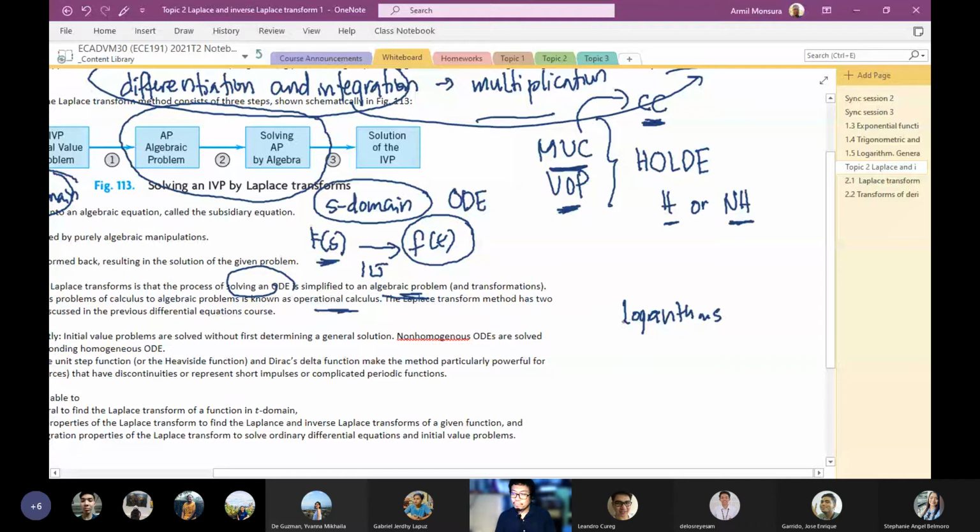Kung maalala nyo, ang idea behind logarithms is that it reduces multiplication to addition, and division to subtraction. That was the intended application of logarithms, especially before, nung panahon na wala pang computers.